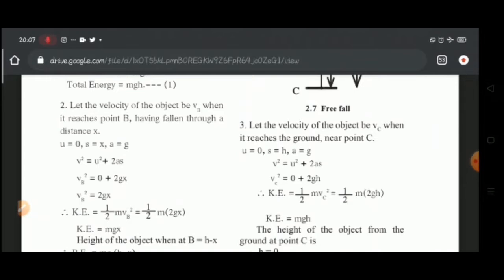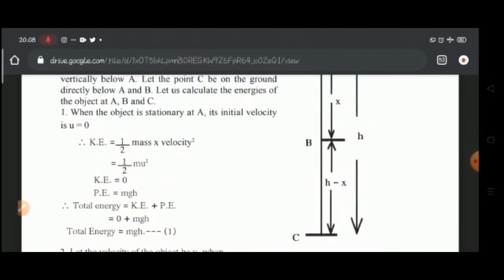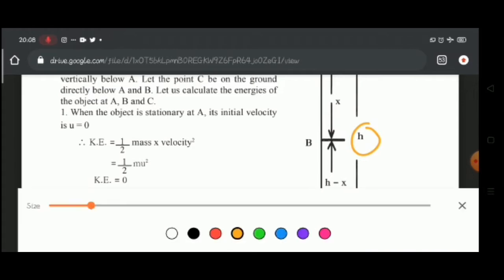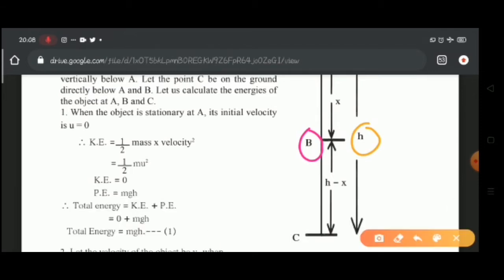So the second situation is, let the velocity of the object be v when it reaches point B having fallen through a distance x. So in here we have to notice this. When we were holding the ball at A, the height was small h, and now when we are considering the ball at the point B, the height becomes h minus x. So we will be continuing with this h minus x as the height in here.